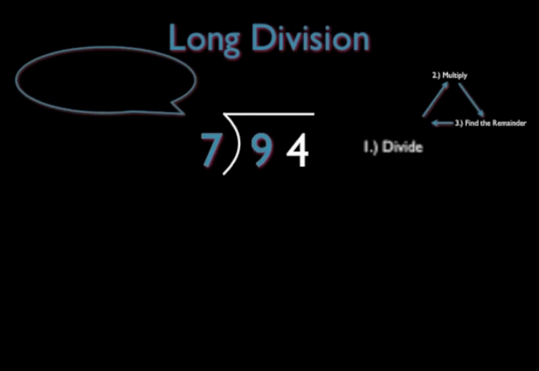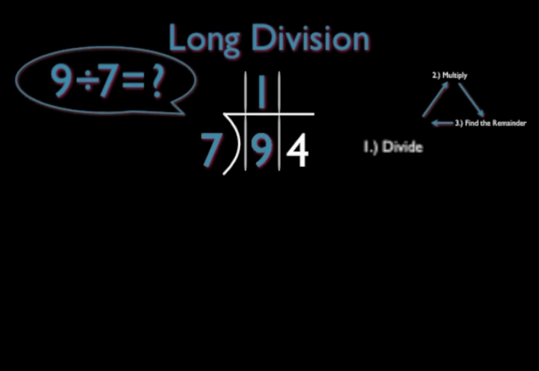I need to think 9 divided by 7 equals what? I'm asking myself how many 7s I can get out of 9. The answer to that is 1. Notice where I put the 1. I placed it directly over the 90 from 94. You really need to keep your place values tidy. Use clean math to avoid mistakes.